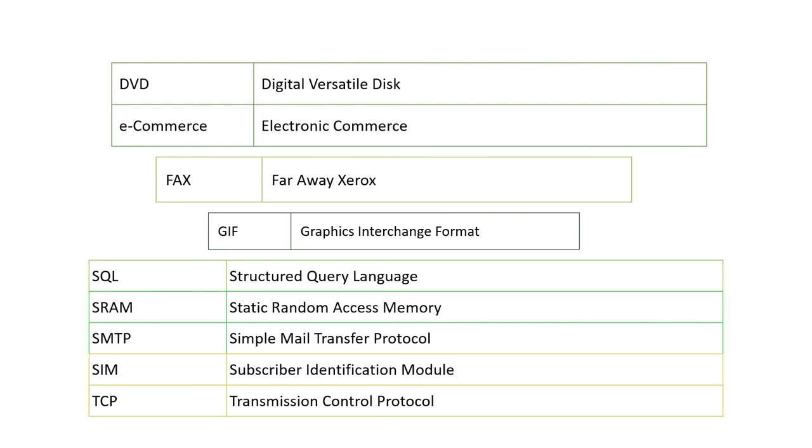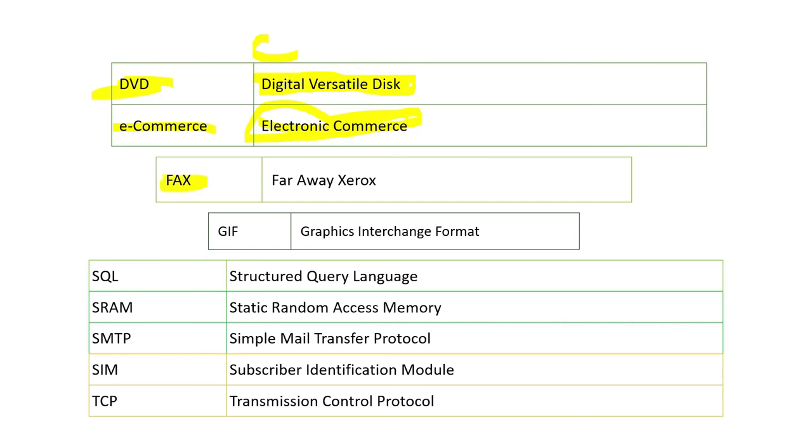Okay, we have here DVD. DVD stands for digital versatile disk. It is like we have CD. CD means compact disc, and a DVD, digital versatile disc, has more space and all. Okay, so the full form of DVD is digital versatile disc. Then we have e-commerce, means electronic commerce, like doing business online, like we have Flipkart, Amazon and all. These are all e-commerce websites.